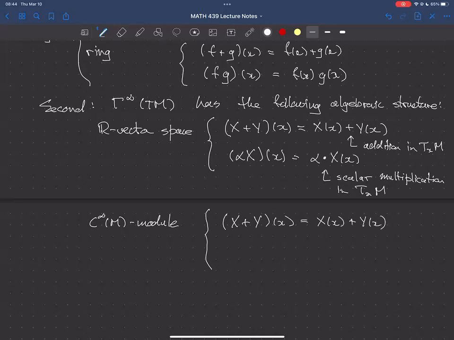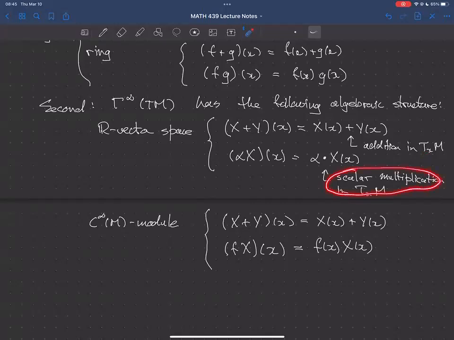Okay, so the addition is the same as for the vector space structure. Now, I'm going to take a vector field and multiply it not by a scalar alpha, but by a function f. You have to define what this is, and what else could it be except this. Now this makes sense, right? This product right here, when I evaluate f at x, that now just becomes a scalar. And when I evaluate X at x, I get a tangent vector at x, so an element of this vector space. And so I'm going to use again here the scalar multiplication in the tangent space.